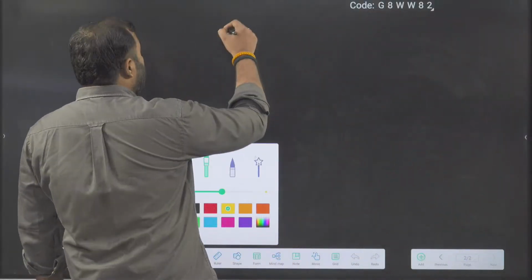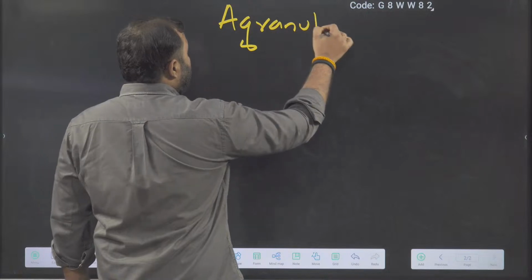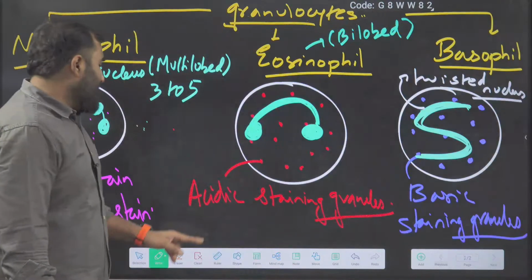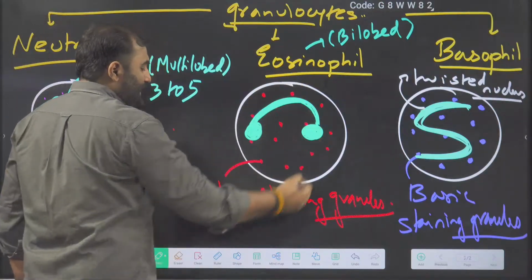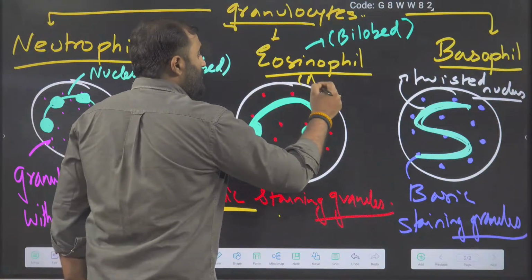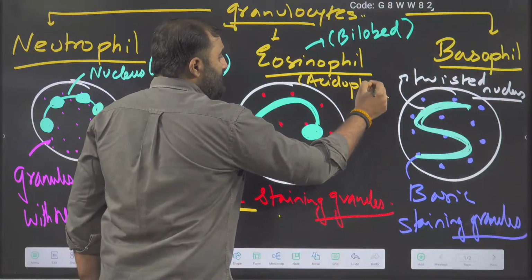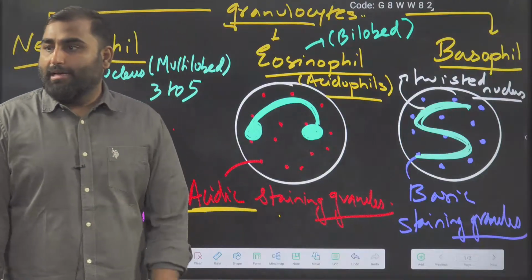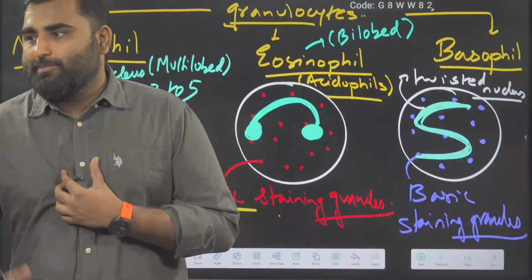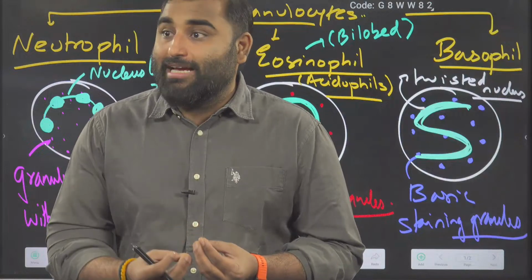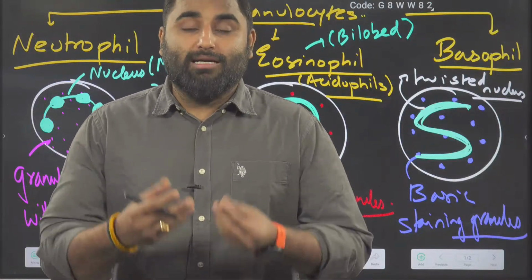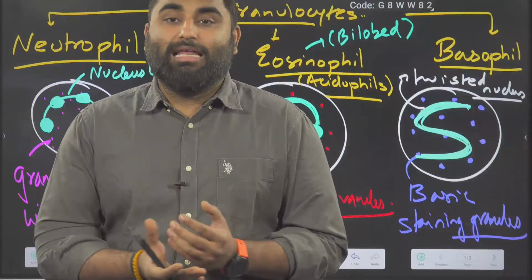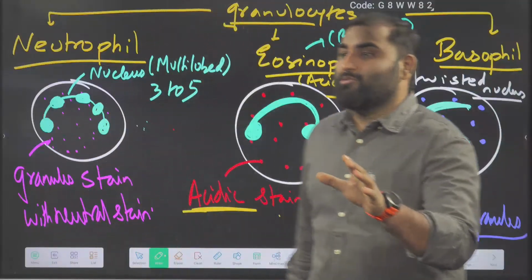After granulocytes, the other group of WBC is agranulocytes. Another name of eosinophil: eosinophil has acidic staining granules, so eosinophils can also be called acidophils. Are we clear? So what is the use of the nucleus? That nucleus helps to synthesize proteins. Nucleus contains the genes. It helps to synthesize certain proteins which are constantly required by the WBC. That's why the nucleus is present.